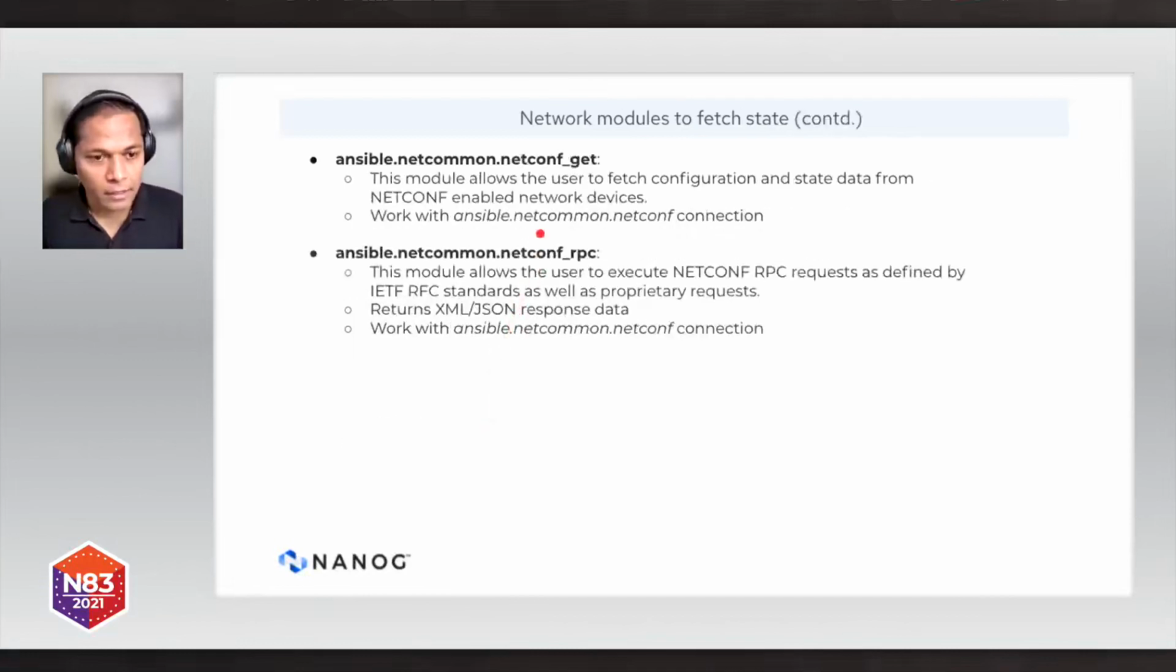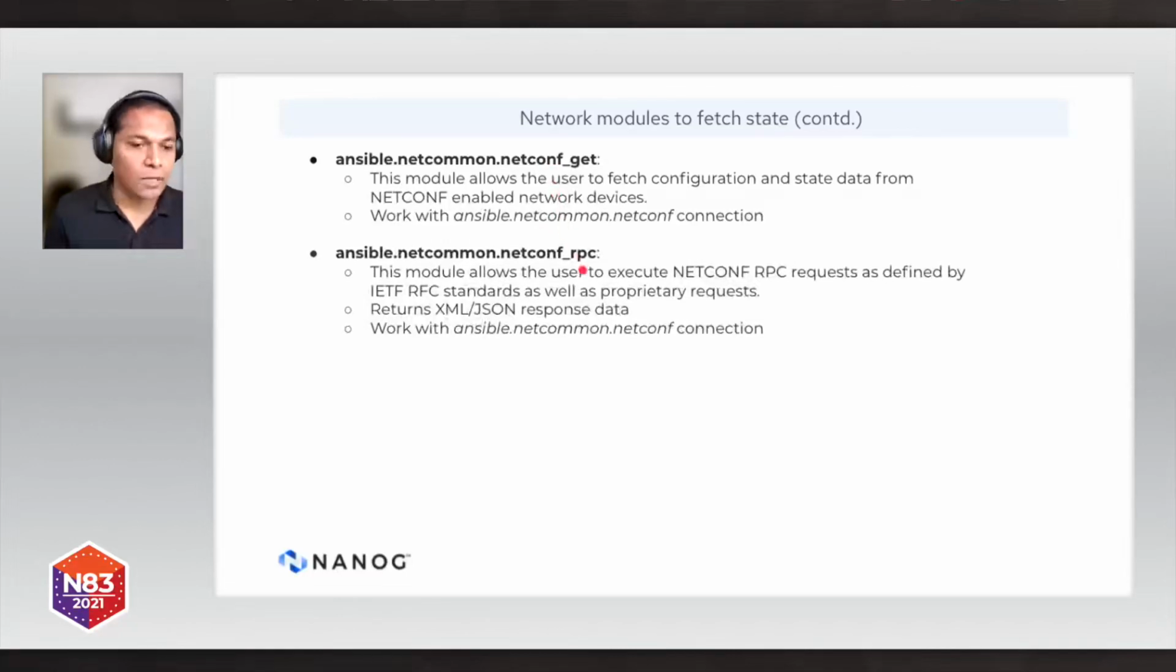Then netconf get is basically using a netconf connection under the hood, and it executes the get RPC that is defined by the netconf RFC and returns either the configuration or state data from the device in XML format. And this module has the capability of converting that XML into a JSON format, which is more readable or more consumable as compared to XML.